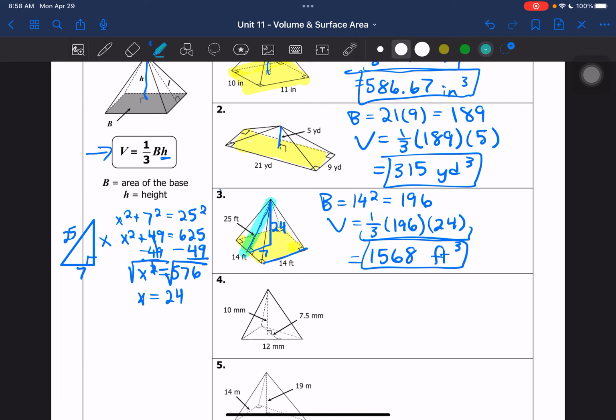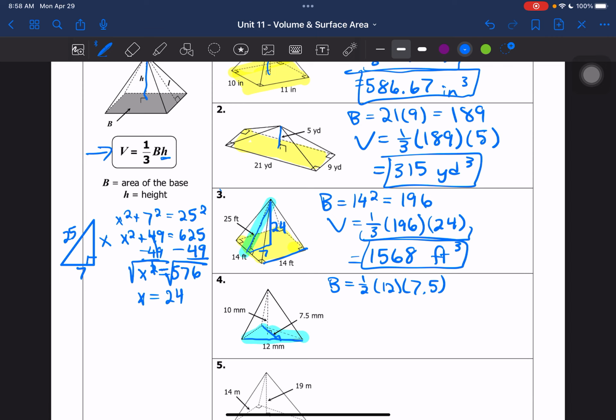Number 4, one thing that's different about this one is that our base is a triangle now. So when we find the area of the base, we have to use the formula for area of a triangle. It would be 1/2 times base times height. This is the base of that triangle, so 12. And then the height of the triangle has to be this line that's perpendicular to the base, so the 7.5.